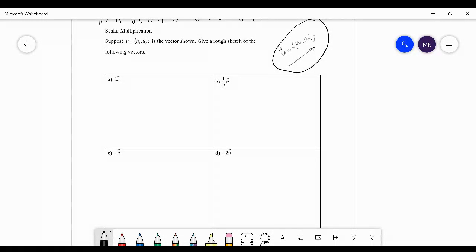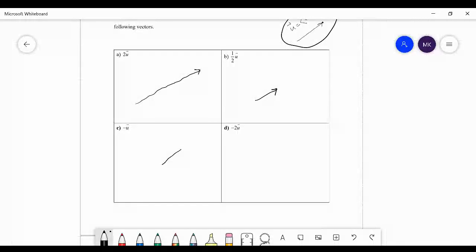All right. Welcome back. So, 2u. Well, when you multiply things by 2, what happens? They usually get bigger. And lo and behold, that's exactly what happens here. So, u was, say, about 1 pinky tip length. So we're going to go about 2 pinky tip lengths. Half means we're going to go about half as far. Negative means we are now going in the reverse direction. And -2 means we're doubling and going in the reverse direction.